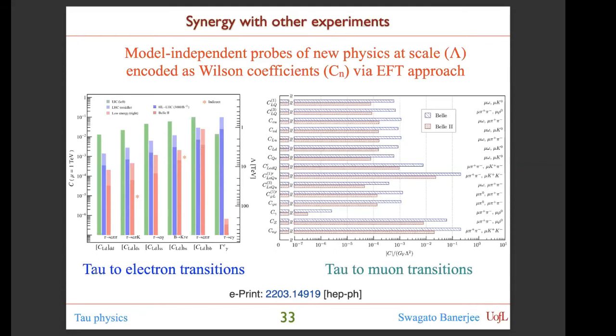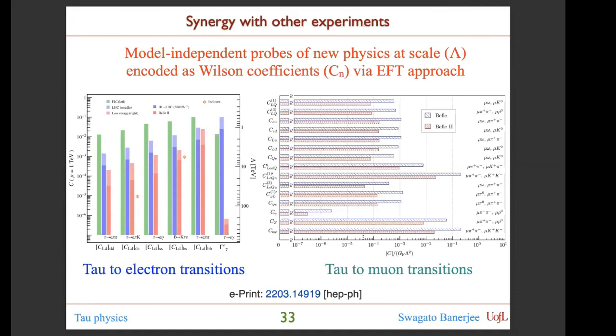In the case of the tau to electron transitions are shown on the left, and tau to muon transitions are shown on the right. The scale here is that as you go down in the scale, the lambda scale is increasing. And also the coupling is decreasing as you go down in the left plot. So this is how we can compare the different sensitivities using high luminosity projections of Belle data.